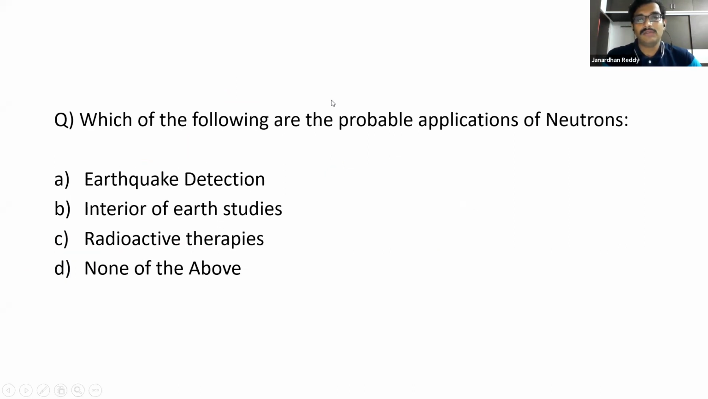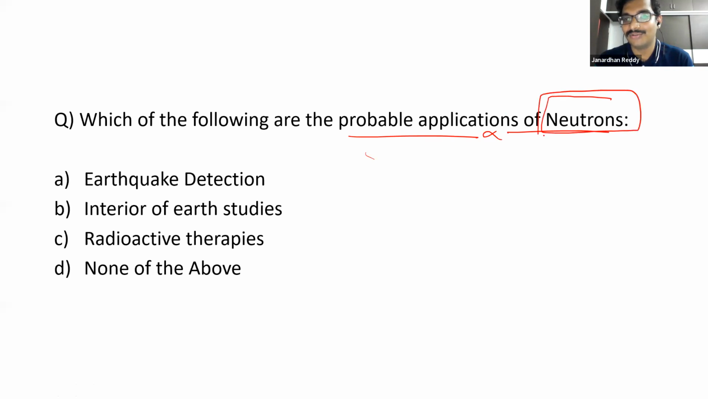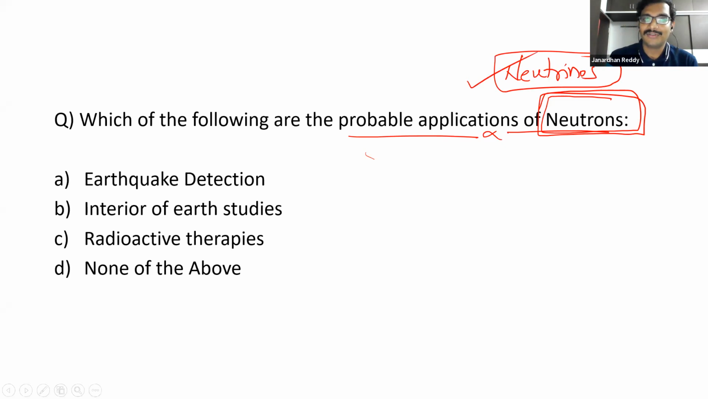Then the last question. Which of the following are probable applications of neutrons? Tell the answer. What happened? B, A and B. Oh my God, except Naveen, nobody. Shruti, except two, all are wrong. See why: the question is not about neutrinos, it is about neutrons. This is not neutrino. You see, in a hurry you make a mistake. If the question were about neutrinos, all would come, but the question is about neutrons. Neutrons, how earthquake detection? No. Only D. Okay, good.